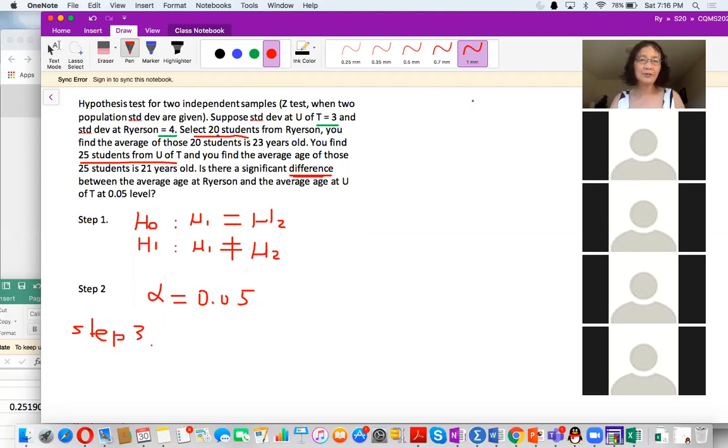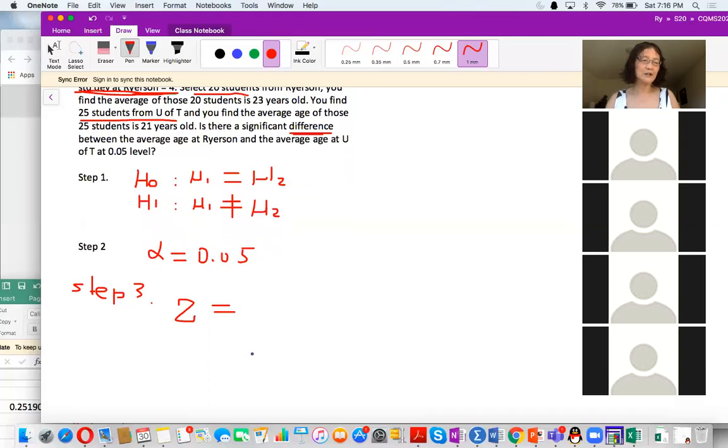Okay, and in this question, population standard deviation is given. See, suppose standard deviation at U of T. Nothing mentioned about sample. So those are the population standard deviation. Okay, so you use z-test. This is the first time we are encountering two populations. So it is a new formula.